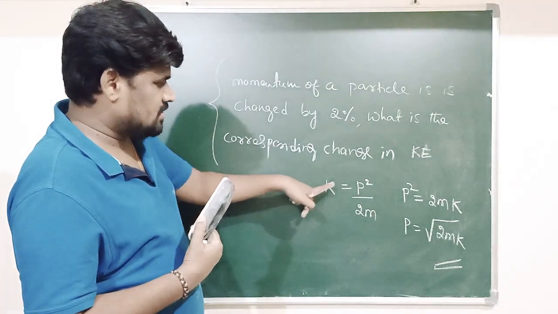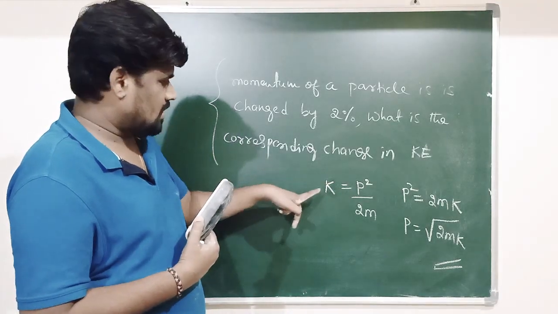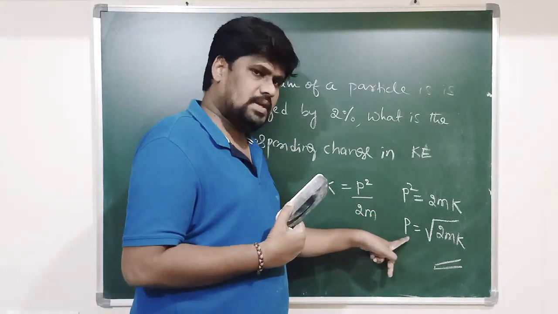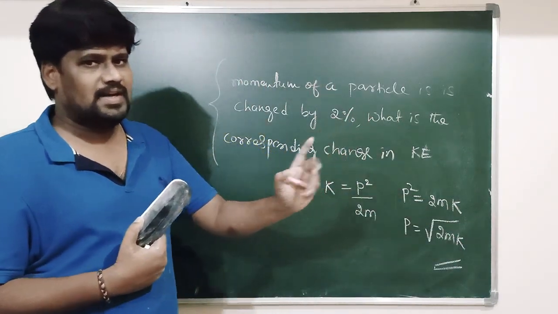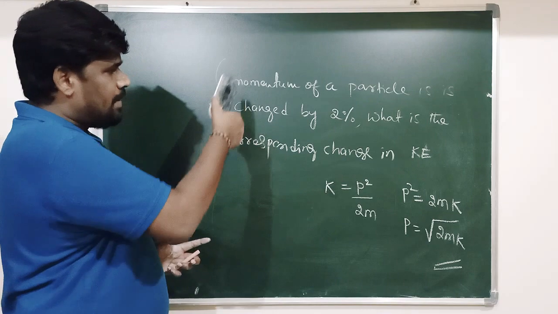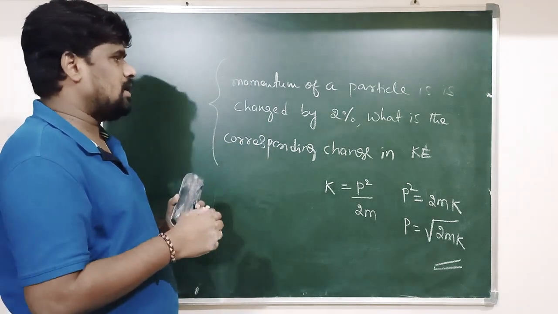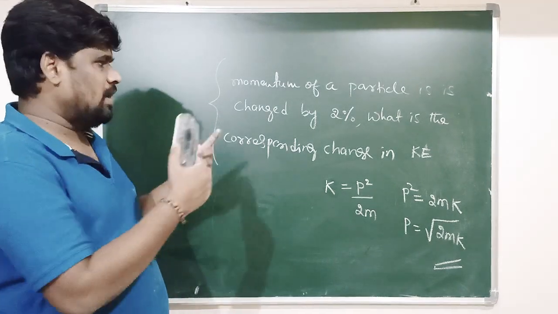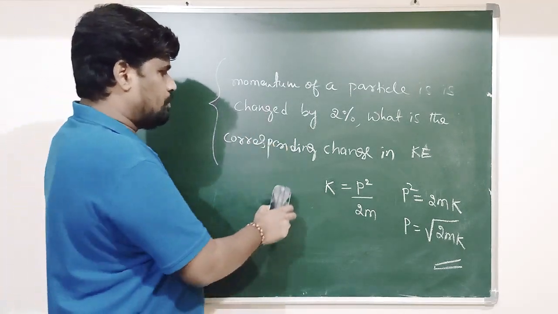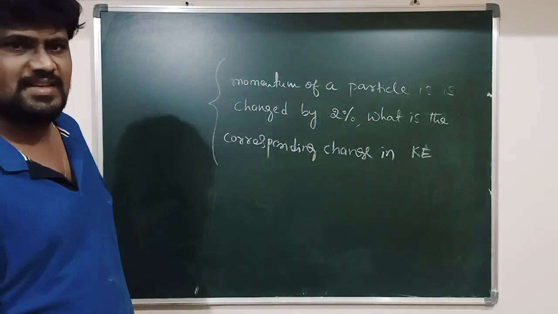Notably, kinetic energy is directly proportional to the square of the momentum, and momentum is directly proportional to the square root of the kinetic energy. I will come back to my problem here. What is the problem? Momentum of a particle is changed by 2%. What is the corresponding change in kinetic energy?